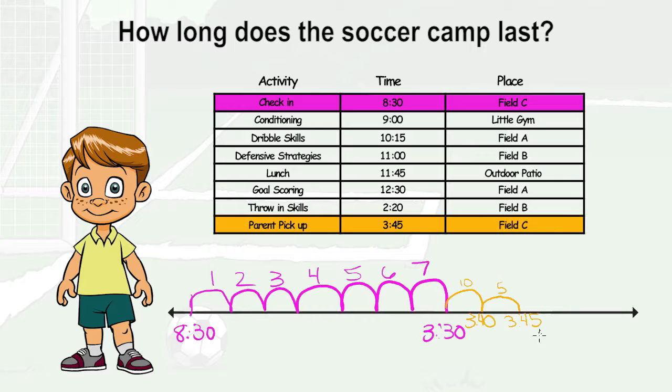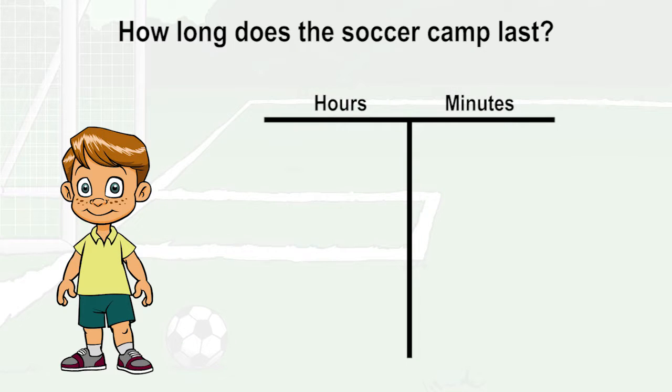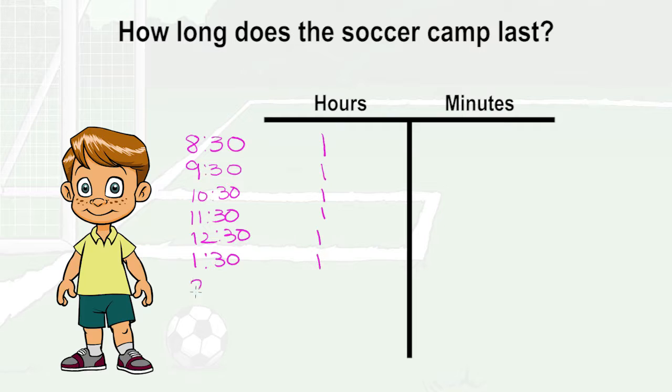I can see that the elapsed time that has passed during the soccer camp comes to a total of 7 hours and 15 minutes. We can go ahead and work this same problem using the T-chart model. We'll mark our start time as 8:30 when students arrive. We'll then mark down sets of 1 hour. When I add my first hour, I'm brought to 9:30. Another hour brings me to 10:30. Another hour to 11:30, and a fourth hour to 12:30. The next hour brings us forward to 1:30. The next brings us to 2:30, and one more hour brings us to 3:30.